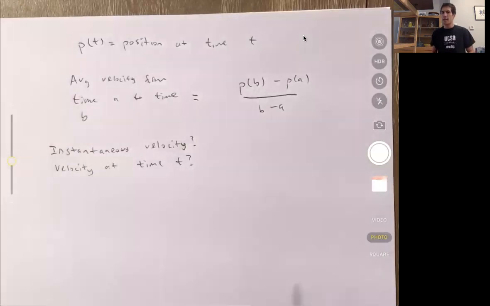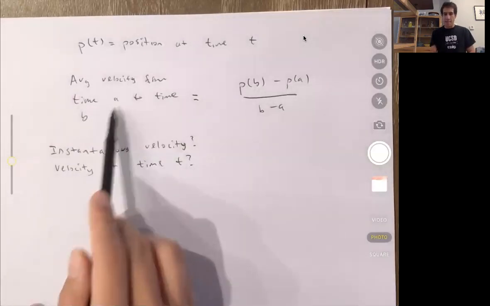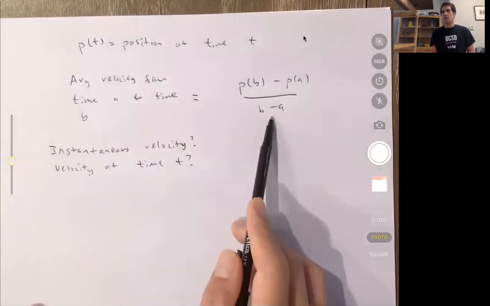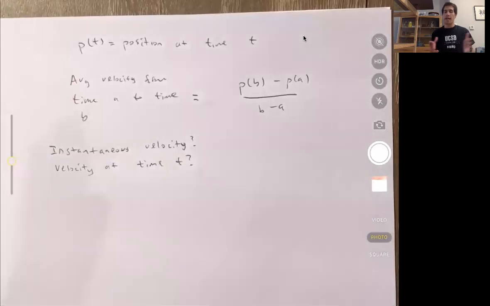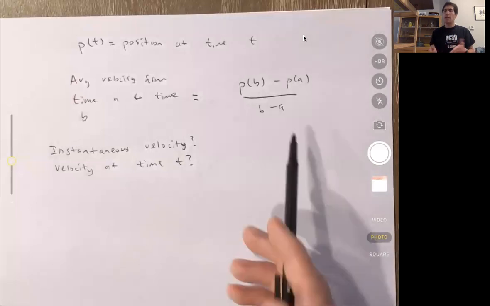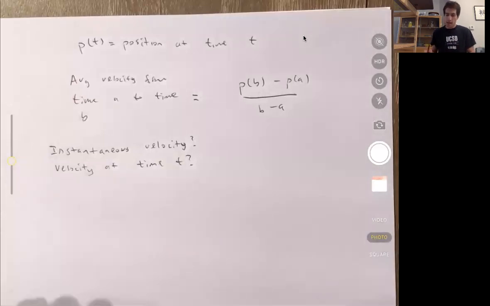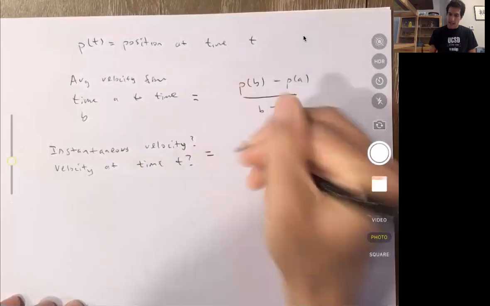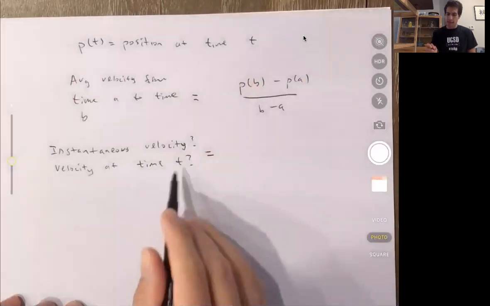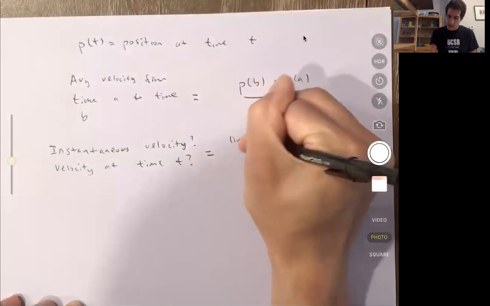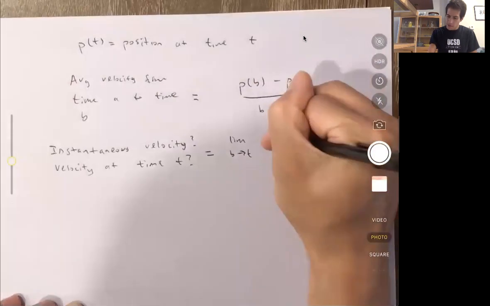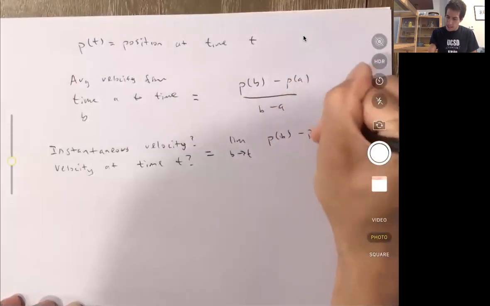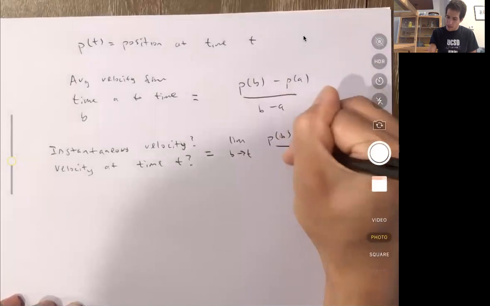It's instantaneous. Unfortunately, if I plug in A and B both equal to t, I can't use this formula anymore, right? If A and B are the same, then this formula is undefined. I'm dividing by 0, so it's undefined. So instead of using this formula, what we'll do is take a limit formally, and we define the instantaneous velocity at time t as the limit as b goes to t of p of b minus p of t over b minus t.